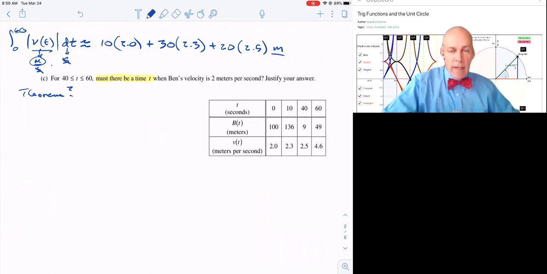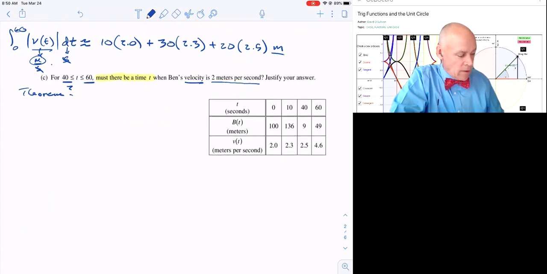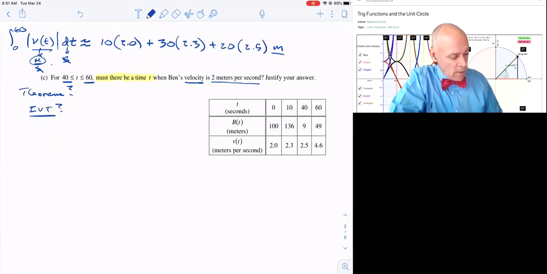Well, we could kind of look at it maybe a couple ways. We could say, all right, if it's intermediate value, I'm looking at, is velocity 2 meters per second in that interval between 40 and 60. So I could look at it. And again, if it's intermediate value theorem, I'm just kind of checking that. IVT, I'm not sure. But if it is IVT, that would mean that if I look at the velocity at 40, so V at 40 from my table is 2.5.